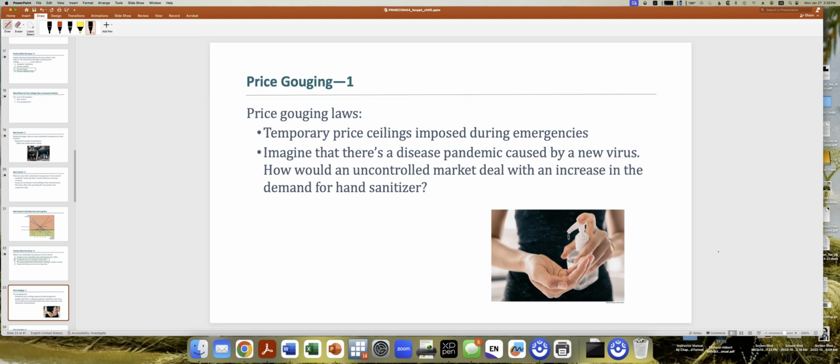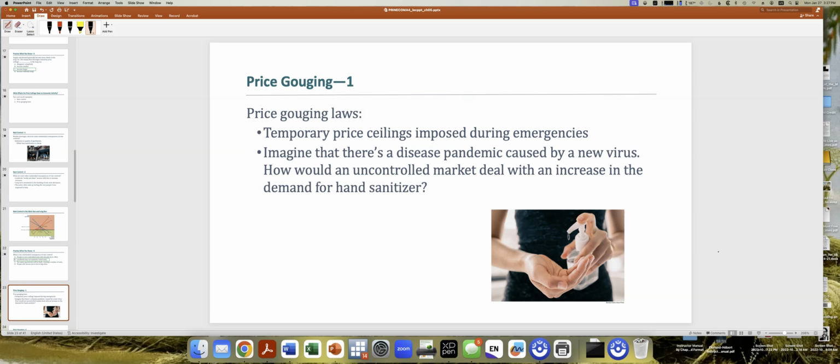Again, these are pretty popular. We saw this, and this slide kind of highlights here too. We saw these price controls during COVID, when we had price controls on masks, when we had price controls on hand sanitizer, on Clorox wipes. What did it lead to? It led to even larger shortages.